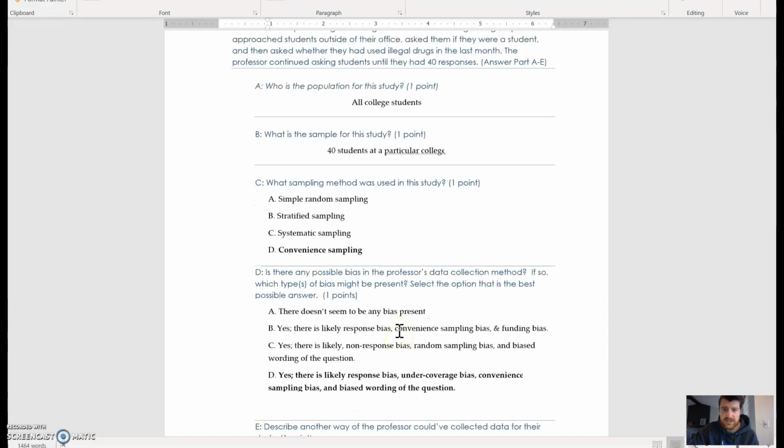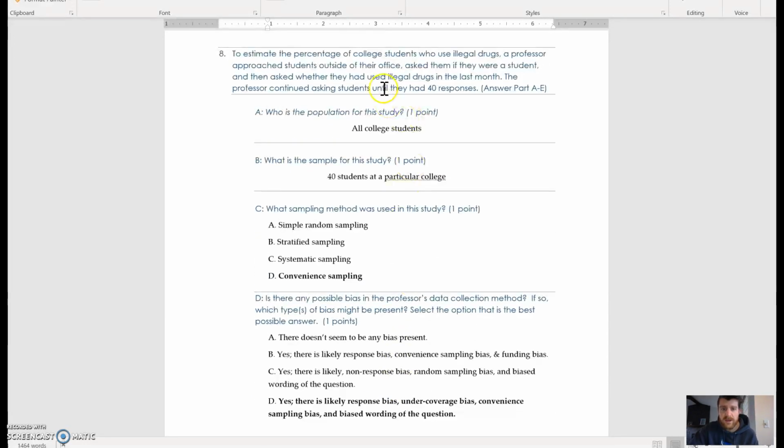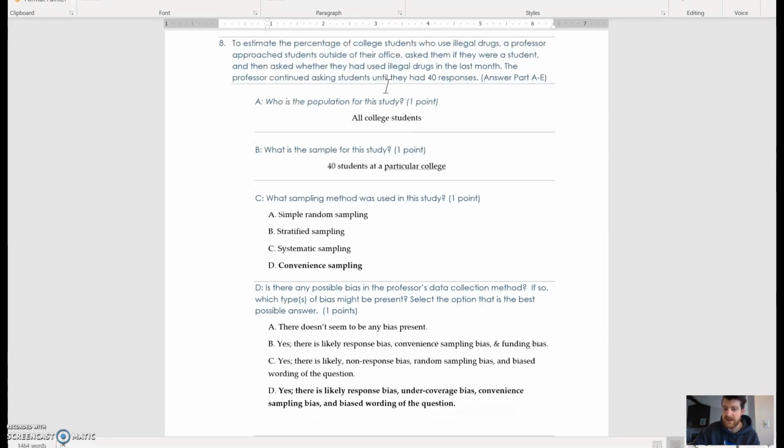Bias wording of the question. If you scroll back up, they asked whether they had used illegal drugs. They made sure to identify that they were illegal. So that is bias wording of the question, because now people are going to be more inclined to say no because they said it's illegal, right? Response bias ties just into this because they're not likely to respond honestly. In any situation where they're not likely to respond honestly, it could be possible response bias.